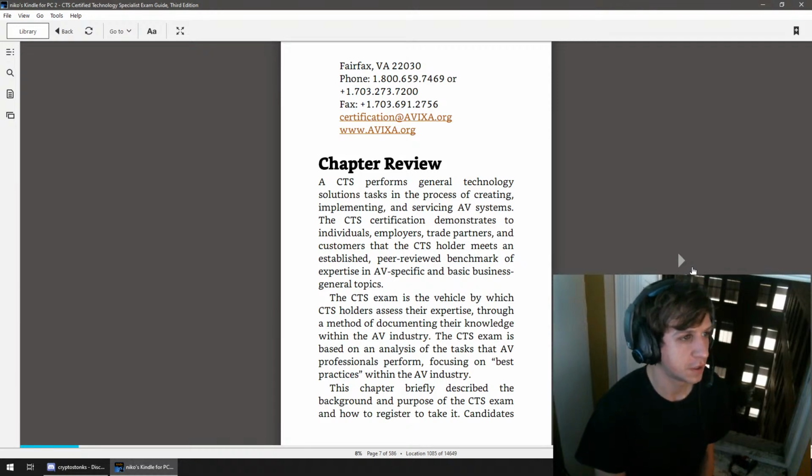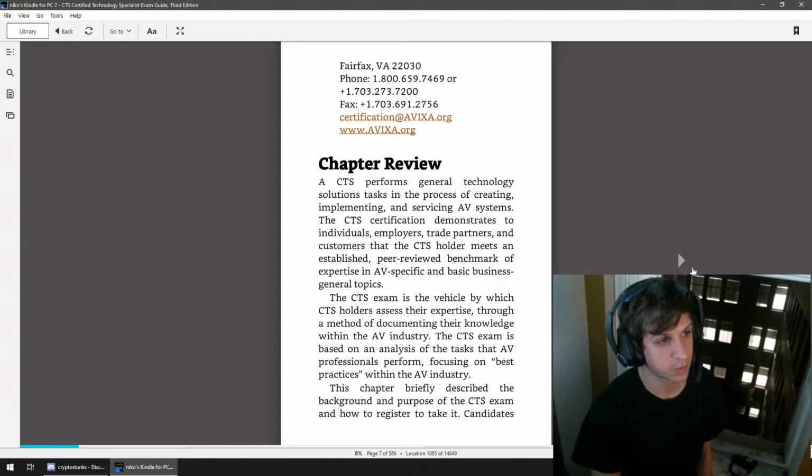Chapter Review. A CTS performs general technology solutions tasks in the process of creating, implementing, and servicing AV systems. The CTS certification demonstrates to individuals, employers, trade partners, and customers that the CTS holder meets an established peer-reviewed benchmark of expertise in AV-specific and basic business general topics. The CTS exam is the vehicle by which CTS holders assess their expertise through a method of documenting their knowledge within the AV industry. The CTS exam is based on analysis of the tasks that AV professionals perform, focusing on best practices within the AV industry.